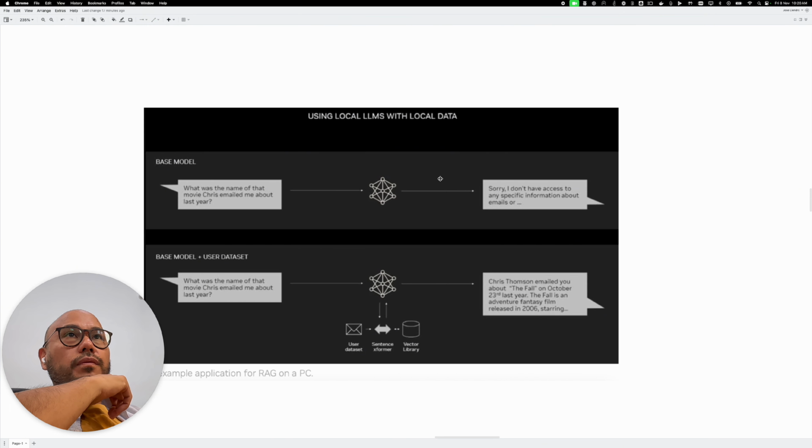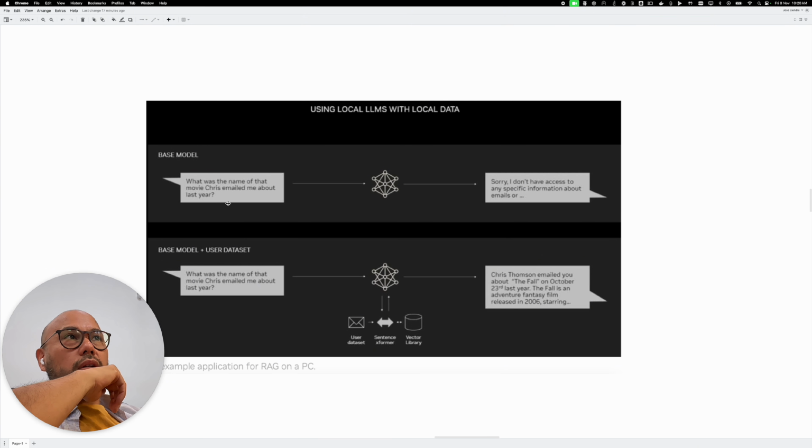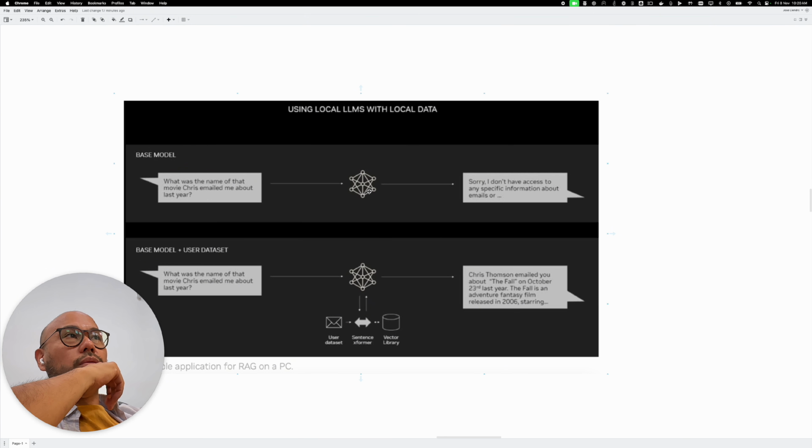So here we have an example where we have two implementations. Here it says, what was the name of that movie Chris emailed me about yesterday? So this is the question, it goes through the LLM, and the system doesn't know the answer because the information comes from an email. So what we can do here is enrich our assistant with that information.